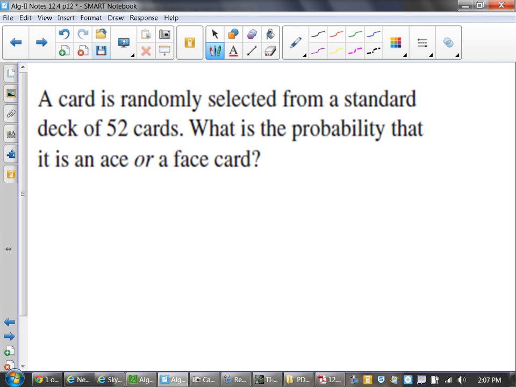4 out of 52. What's the probability of a face card then? 12 out of 52. So we have 4 out of the 52 and the 12 out of 52, otherwise known as 8 out of 26, 4 out of 13. Yes!